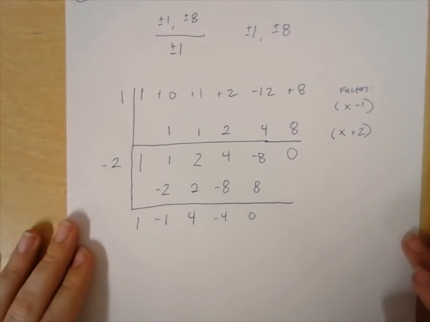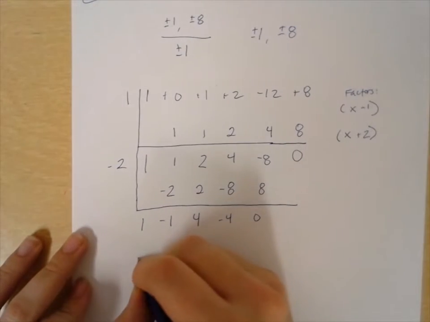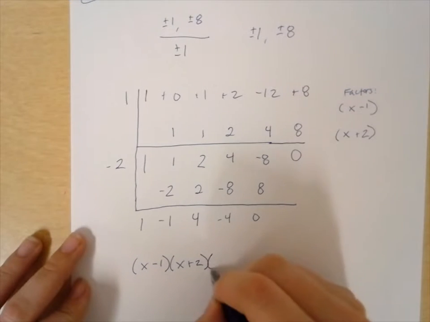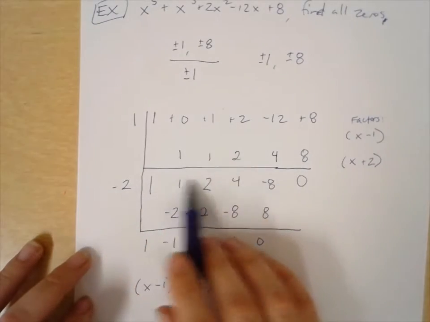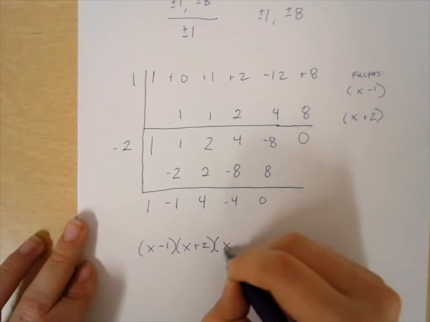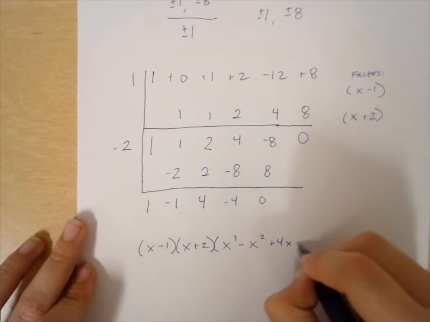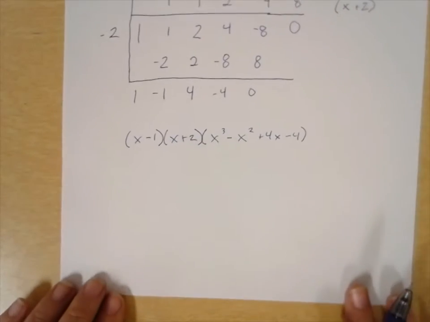So here's what I know that I have so far. I know that I have the factors of x minus 1, x plus 2, and now it started as a 5th power, then it was a 4th, and now it's to the 3rd. So what I have is x to the 3rd minus x squared plus 4x minus 4. That's what I found so far.